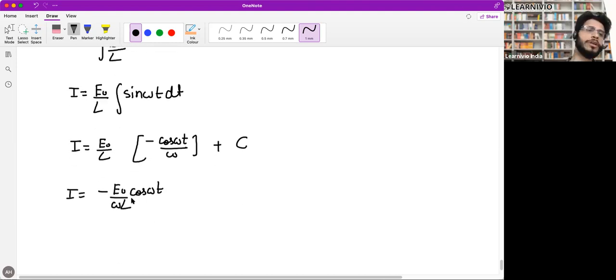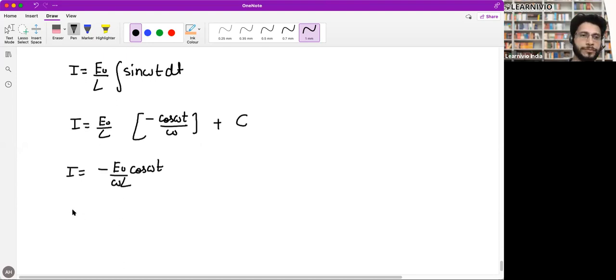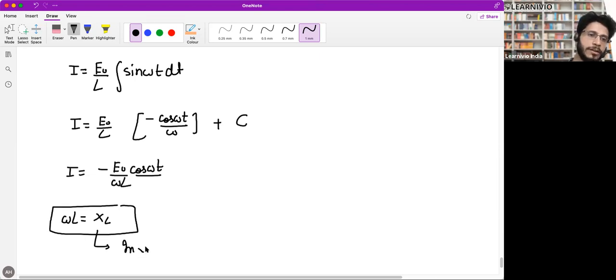Next, what we can do is put this value of omega L as something. Let's first convert this cos omega t. Okay, we'll do it later. But first of all, let's write this omega L. We call this omega L as XL, and we call it inductive reactance.